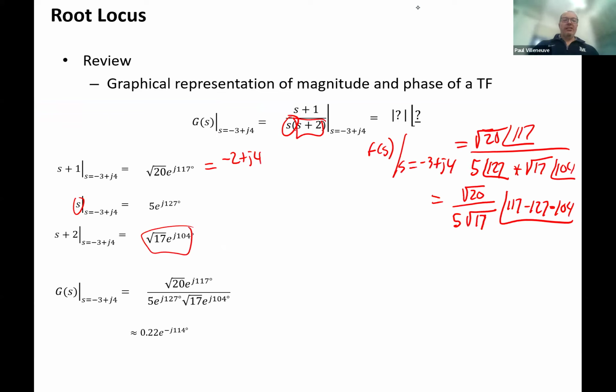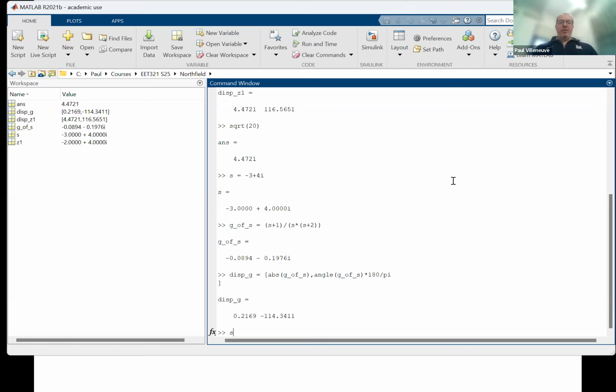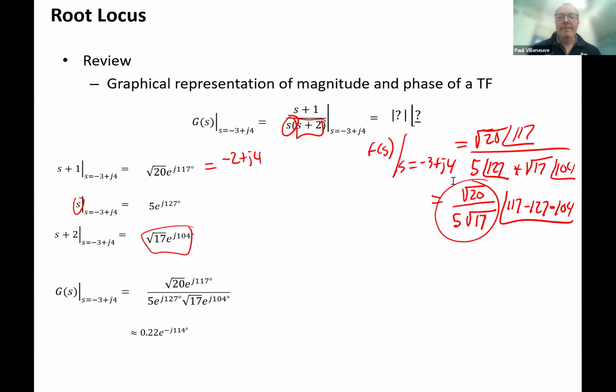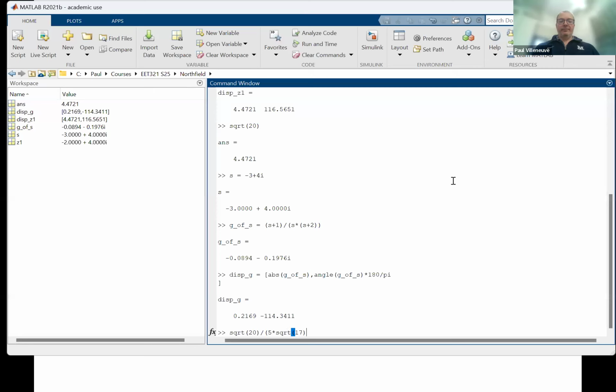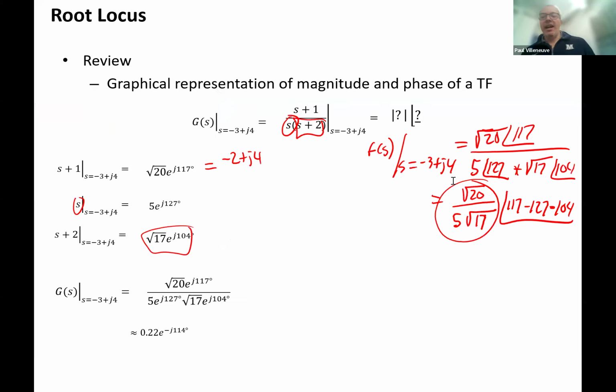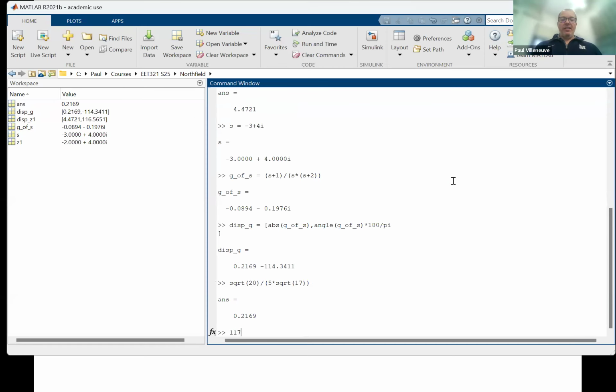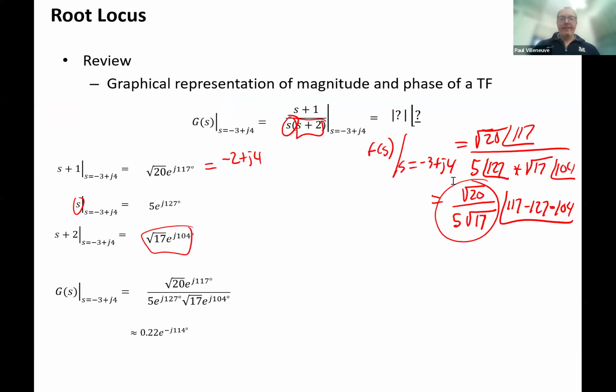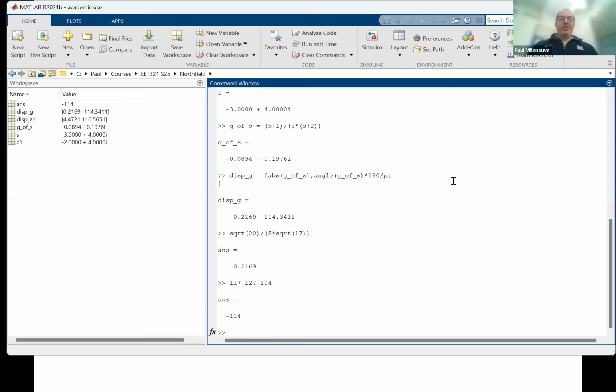Let's take a look, because I don't actually show the math. Let's see what the square root of 20 divided by 5 times the square root of 17 is. That's 0.2169, right? Now let's take a look at the angles. So I have 117 minus 127 minus 104, correct? I think I got it right. Minus 114. What do you know?